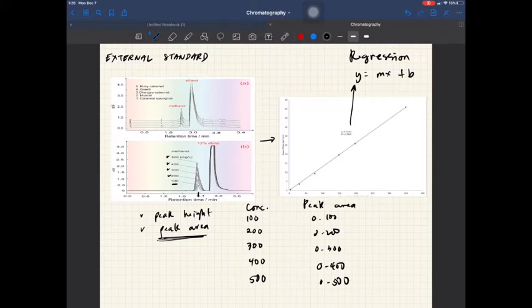So based on the equation of the line, if we subject an unknown sample to the HPLC or gas chromatography, we get a peak area. And from that particular peak area, we can calculate the concentration of our analyte, just like in the Beer's law calculations that we have performed.